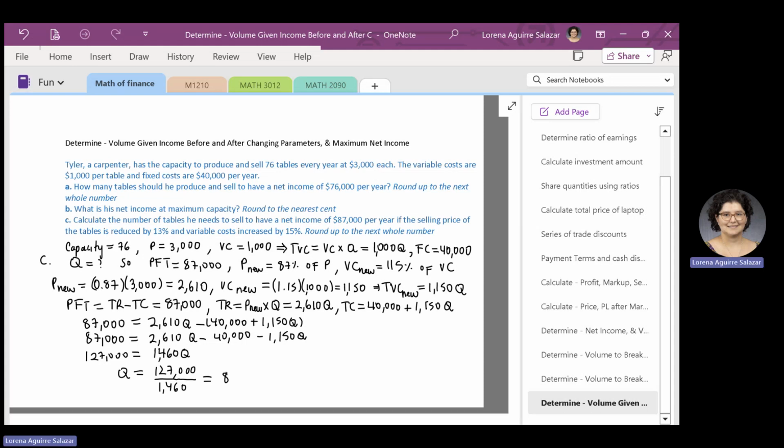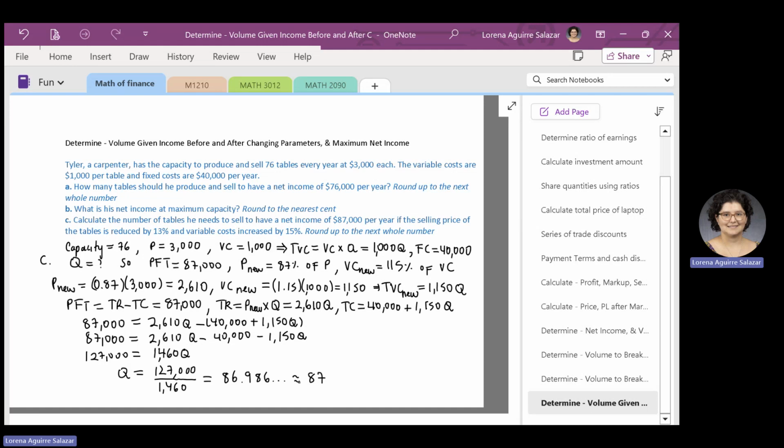And we're told that we need to round the answer up to the next whole number. We write 87. There is 87 here. The answer is rounded up to 87. So we have that Tyler needs to sell 87 tables to have a net income of $87,000 per year if the selling price of the tables is reduced by 13% and variable costs increased by 15%.